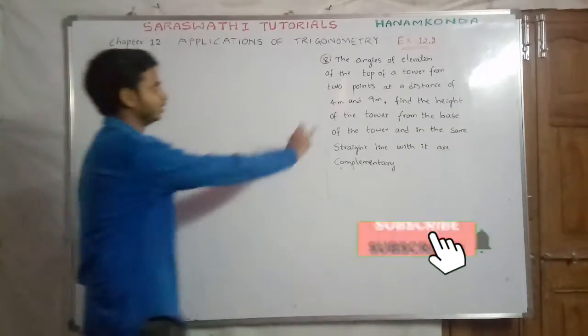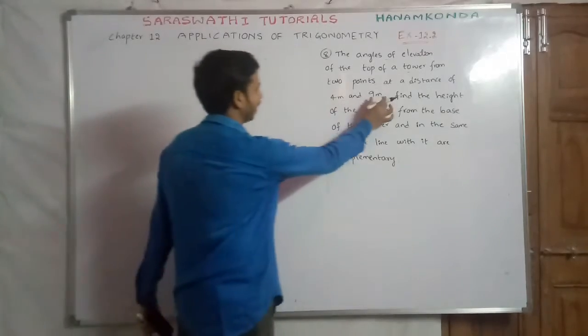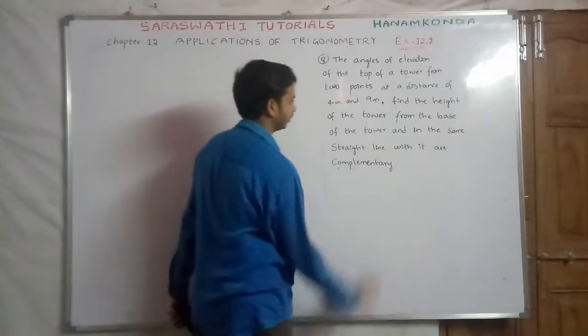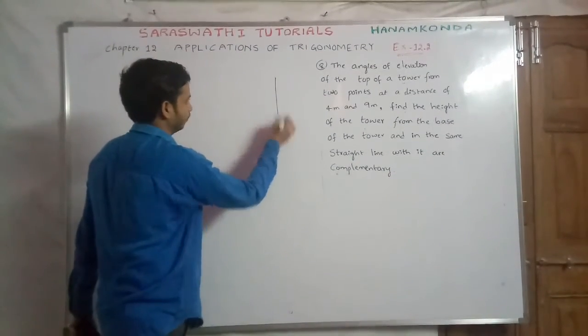So the next question is: the angles of elevation of the top of a tower from 2 points at a distance of 4 meters and 9 meters from the base of the tower, and in the same straight line with it, are complementary. Find the height of the tower. Okay. So let us suppose, let AB be the tower.